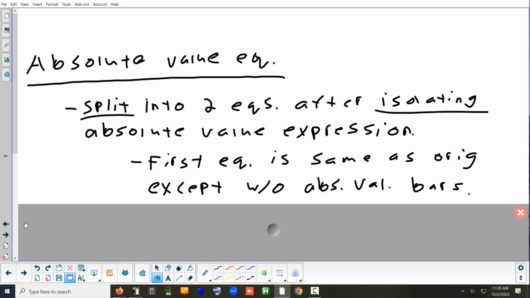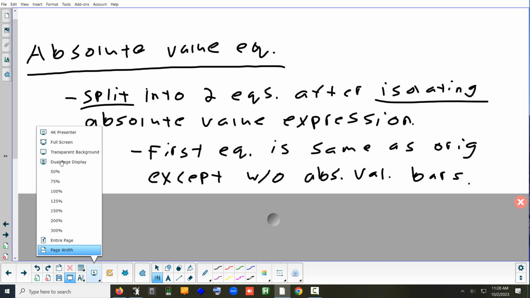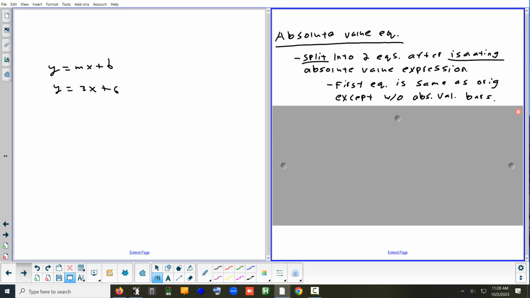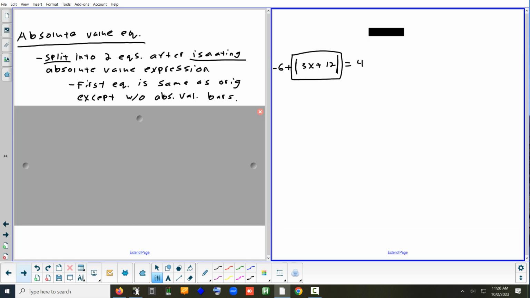So the first equation that you split the problem into, you just take the problem they give you and you erase the bars. Take the problem that they have and just wipe the bars out. So like if I was doing this one, just put it back the way it was. I would do 3x plus 12 equals 4.